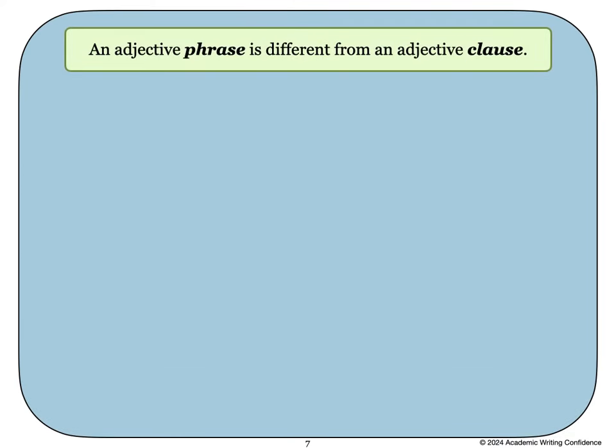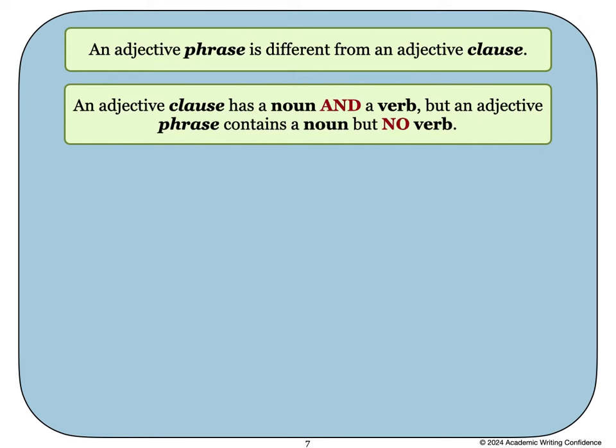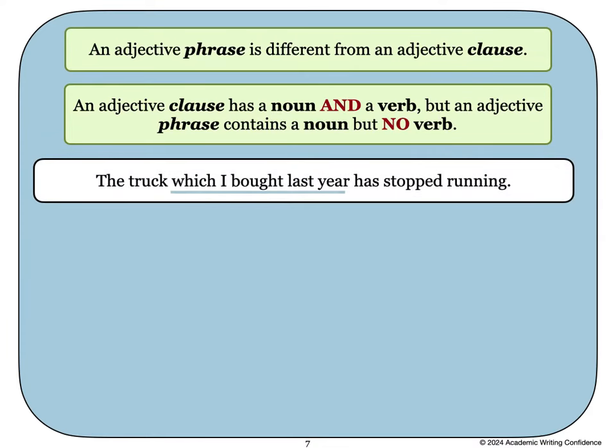I mentioned at the beginning of this video that an adjective phrase is different from an adjective clause. An adjective clause has a noun and a verb, but an adjective phrase contains a noun but no verb. The truck which I bought last year has stopped running. Here you can see a noun, the word I, and a verb, the word bought. This is an adjective clause, not an adjective phrase. It has a noun and a verb.